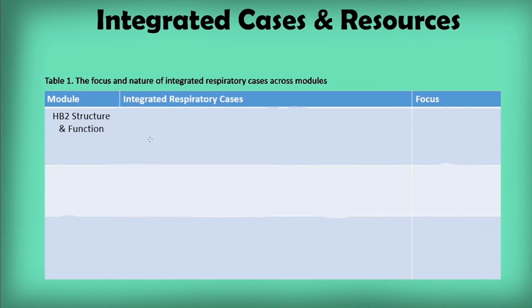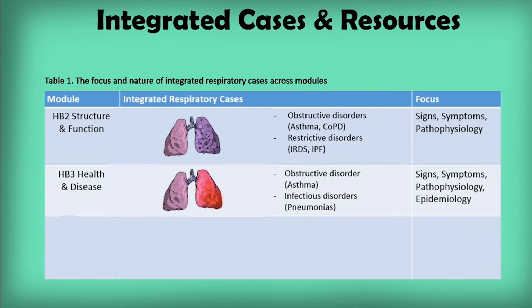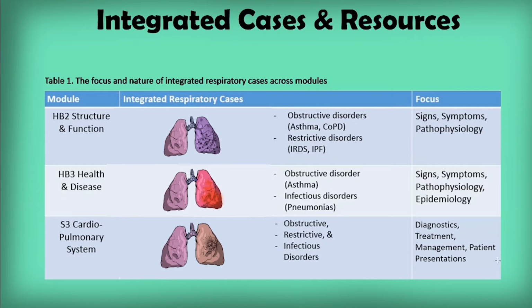During HB2, the Structure and Function module, you will be studying 2 obstructive lung diseases and 2 restrictive lung diseases. During HB3, Health and Disease module, you will be revisiting asthma and increasing your knowledge of pulmonary disorders by examining various causes of pneumonia, which is an infection of the lung. During S3, the cardiopulmonary module, you will revisit the same respiratory disorders by examining similar disorders from a patient's perspective. The respiratory cases are designed to build on each other by elaborating on your knowledge of the pathophysiology, signs and symptoms, epidemiology, time course, diagnostics, treatment, and management of specified disorders across the modules.